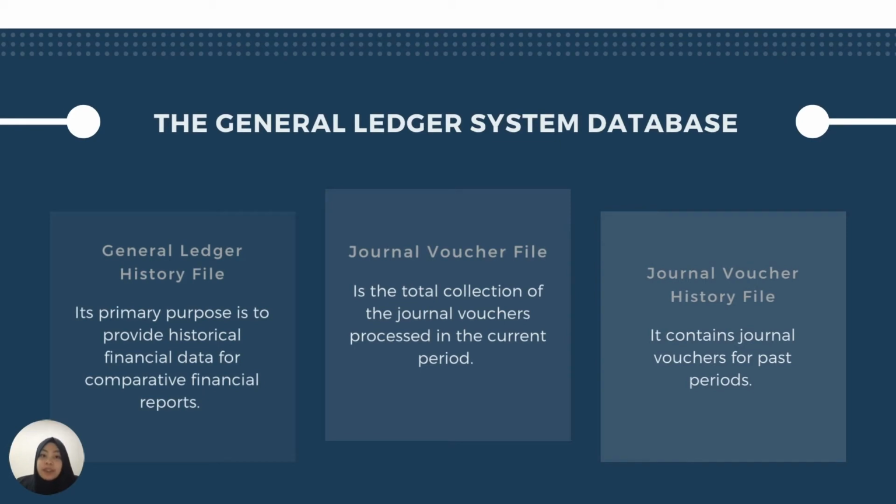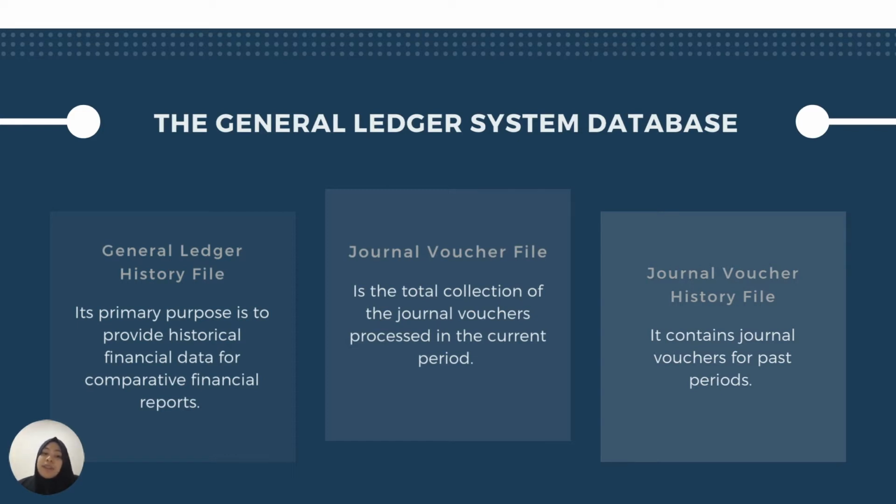Other examples of general ledger system database are the general ledger history file, the journal voucher file, and the journal voucher history file. The general ledger history file has the same format as the general ledger master file. Its primary purpose is to provide historical financial data for comparative financial reports. Next is the journal voucher file. It is the total collection of the journal vouchers processed in the current period. This file provides a record of all general ledger transactions and replaces the traditional general journal.